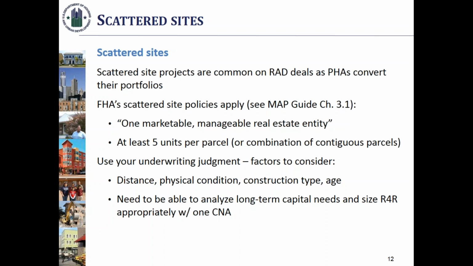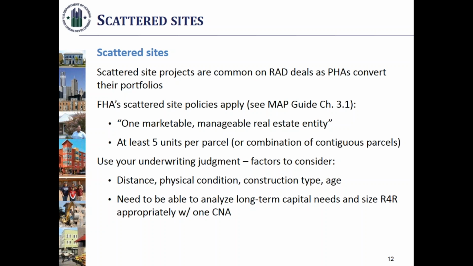So I wanted to first mention that scattered site projects are very common on RAD deals we've found, as PHAs are converting their portfolios. I just want to reiterate that FHA's scattered site policies and the MAP guide apply. You need to make sure that if we're going to do a scattered site deal that we have one marketable, manageable real estate entity. And as always, we have to have at least 5 units per parcel or a combination of contiguous parcels. So you're going to need to use your underwriting judgment when you look at a concept package that is proposing a scattered site transaction.